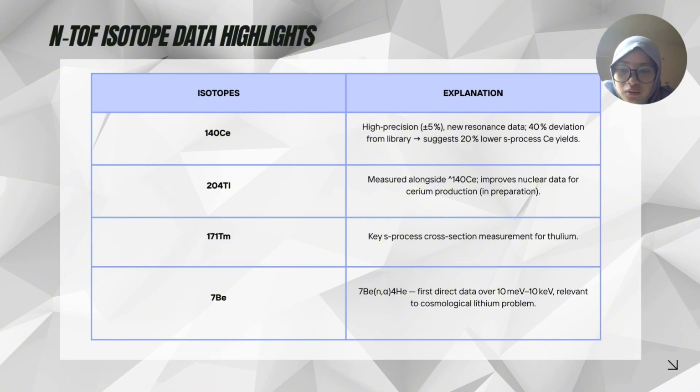In early campaigns, they also measured 171Tm in 2020 and 7Be in 2018. The 7Be data is especially significant because it helps address the cosmological lithium problem linked to early universe element formation. Together, these results are refining our understanding of the s-process in stars and improving theoretical models for nucleosynthesis.